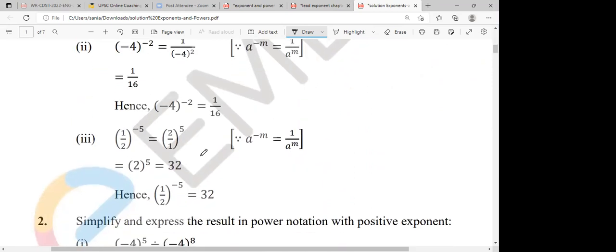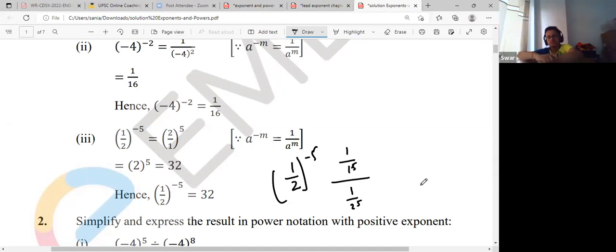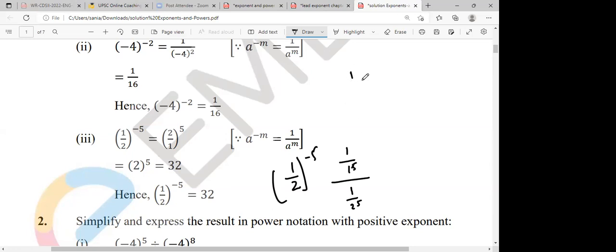And now the third one. See, it's very simple. You don't have to do anything. It's like 1 upon 2, and the power is minus 5. Right? So this means this is 1 upon 1 to the power 5, and this is 1 upon 2 to the power 5. Is it? Yes. Right. So what you are going to do now, you are going to shift them. So it is like 1 upon 5 multiplied by 2 upon 5. Sorry. Oh, so sorry. Wait. 2 upon 5 divided by 1 upon 5. So it is like 2 to the power 5 and 1 to the power 5.